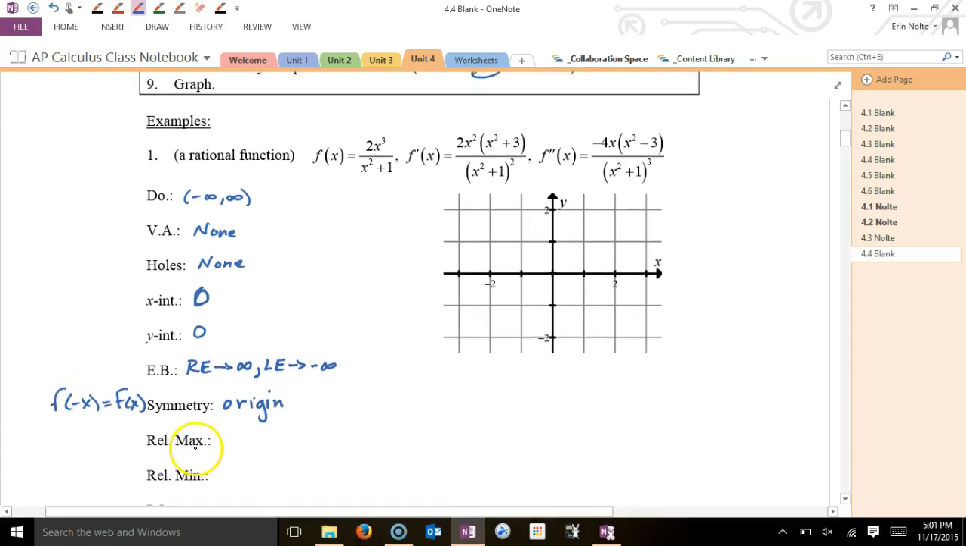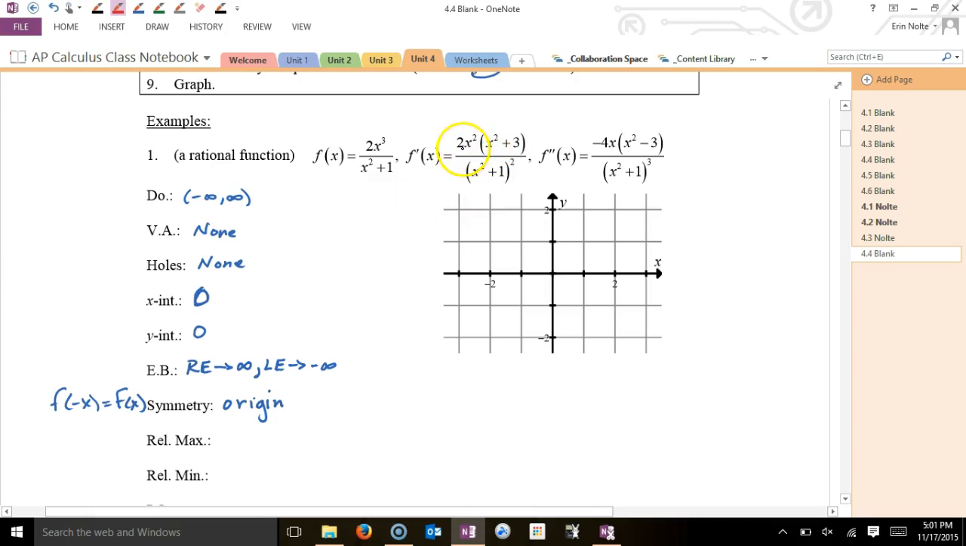Now we're dealing with relative max and min. We're going to get relative maxes and mins from our first derivative. They give us this first derivative, and first we want to come up with any critical values. Any value that makes the denominator 0, which we talked about in the previous case, we're good there.